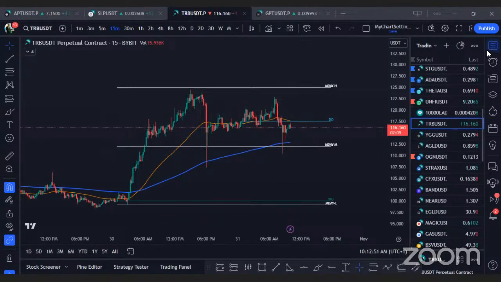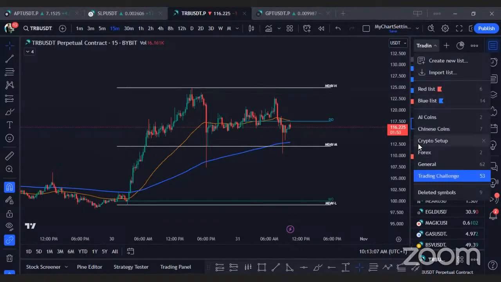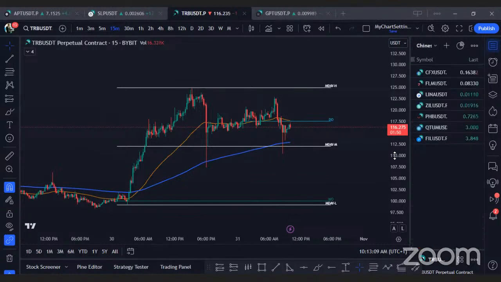I just have a few of them on my list. There are a lot of them actually, but these are the ones that have once or thereabout pumped. The more I come across them, the more I add them to my watch list. I created a watch list specifically for that. So these are the ones I have currently, and if I come across any, I add them.